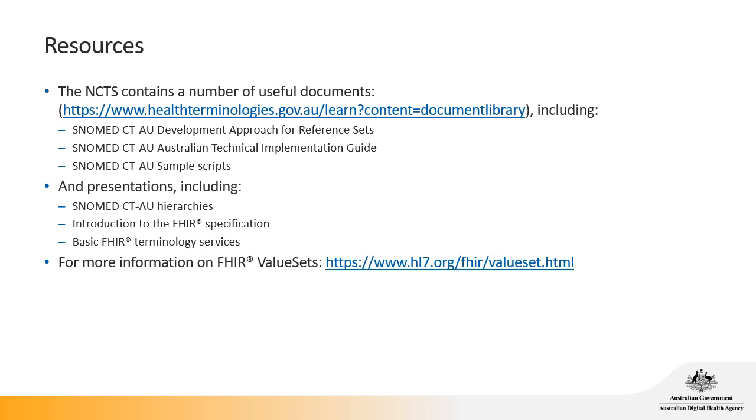We have included a number of resources here that you can access at any time for further information. So the NCTS contains a lot of useful documents, particularly in the document library, including the SNOMED CT-AU development approach for reference sets, the SNOMED CT-AU technical implementation guide, and the SNOMED CT-AU sample scripts. There are also a number of presentations on the NCTS website, including the SNOMED CT-AU hierarchies, introduction to the FHIR specification, and basic FHIR terminology services. If you're after any more information on FHIR specifically, you can visit the HL7 website on the slide here.